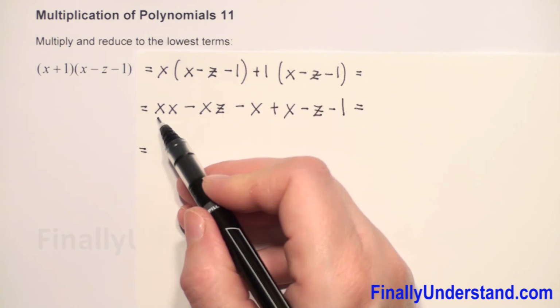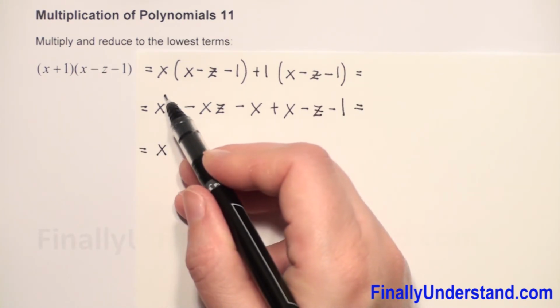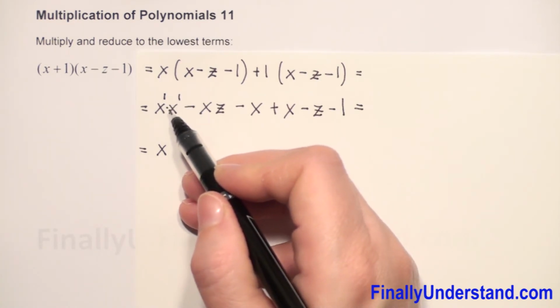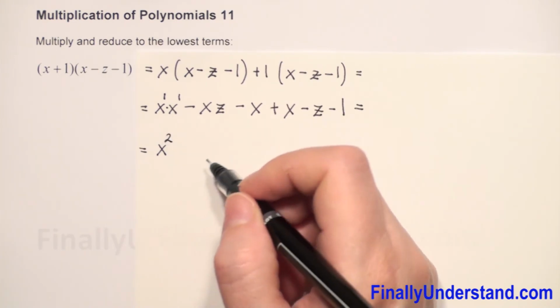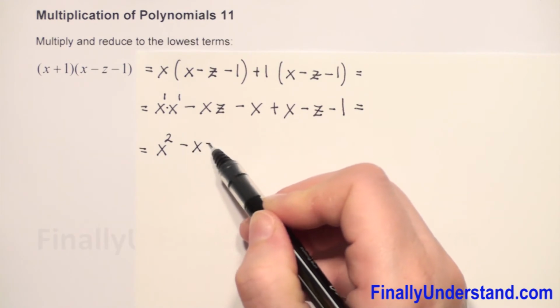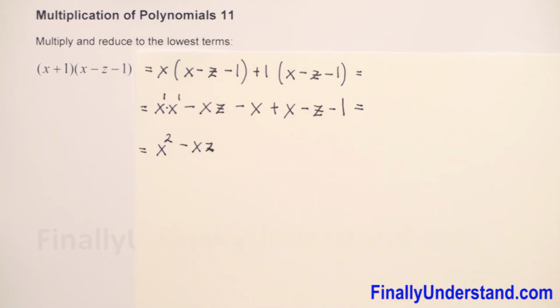In the first expression we have x times x, so we copy the base and we add exponents. When we don't have an exponent, it's always an invisible 1. So 1 plus 1 is 2. X times x is x squared. Next we have negative xz, and we have negative x and positive x.